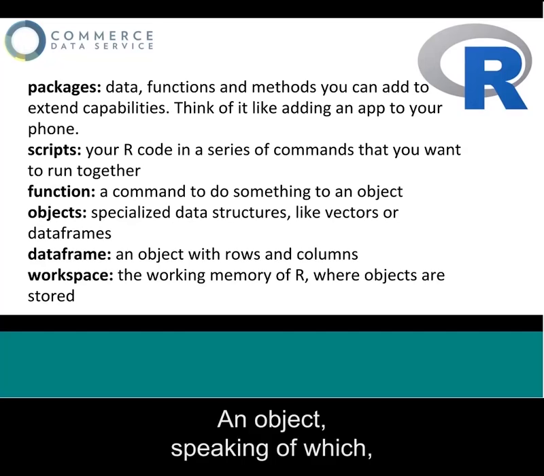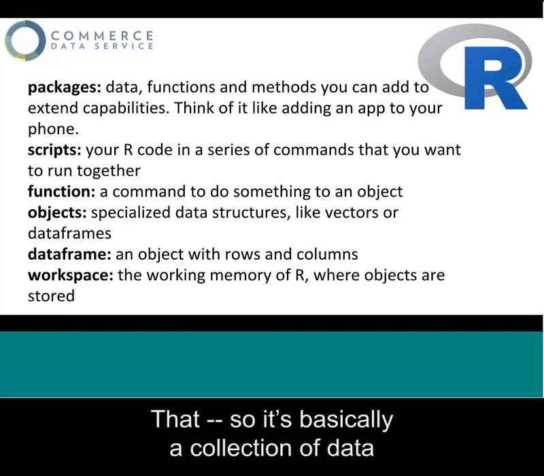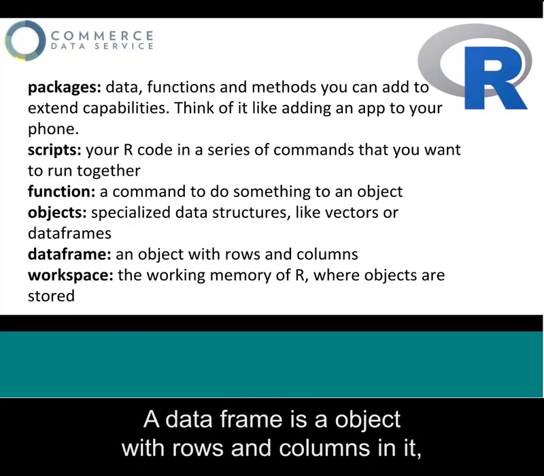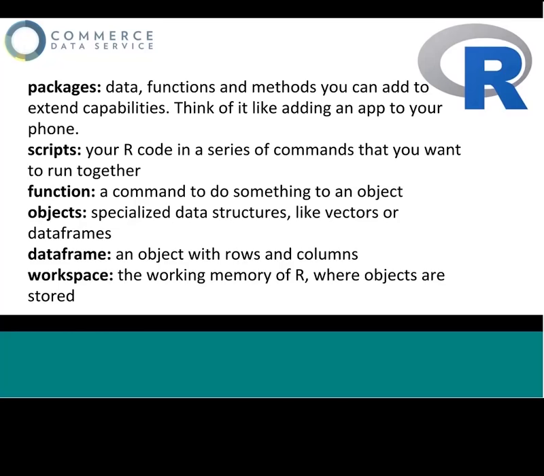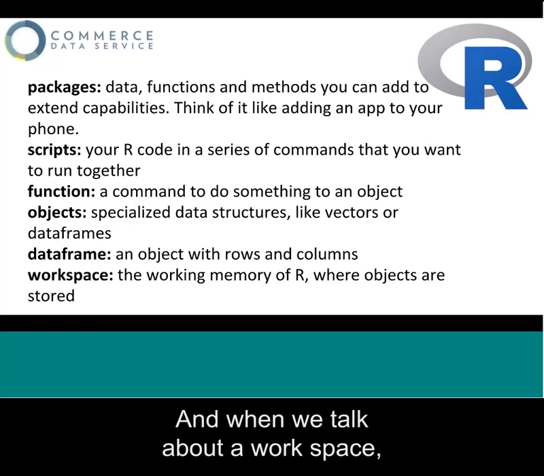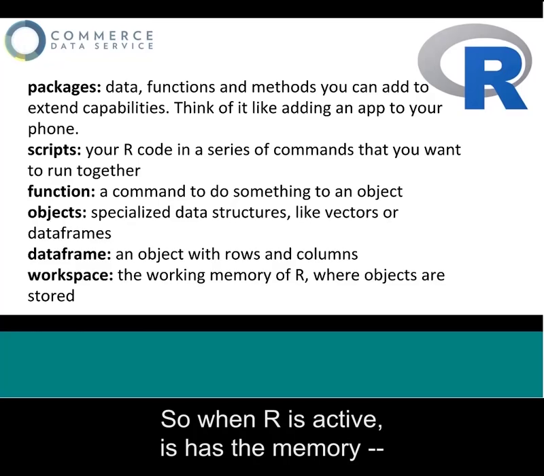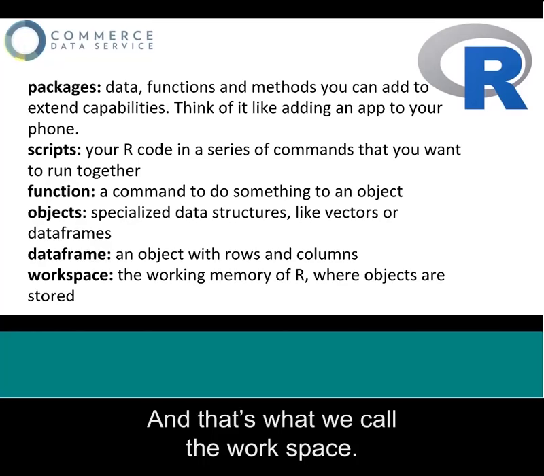A function is basically a command that does something to an object in R. An object, speaking of which, is basically some data structure in R. So it's basically a collection of data in R that's defined. A data frame is an object with rows and columns in it, so think of a traditional Excel table. And when we talk about a workspace, it's basically the active working memory in R. So when R is active, it stores objects in memory, and that's what we call the workspace.